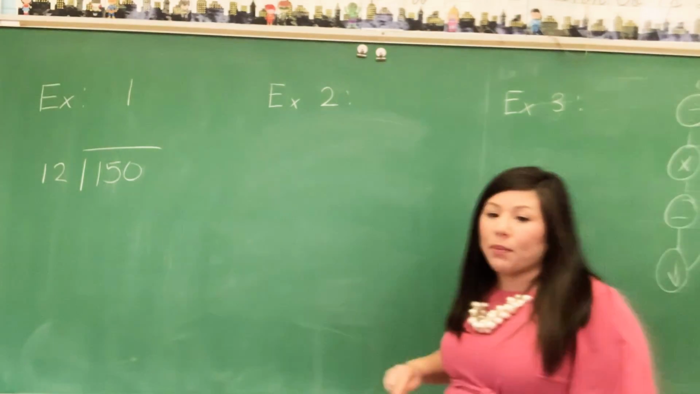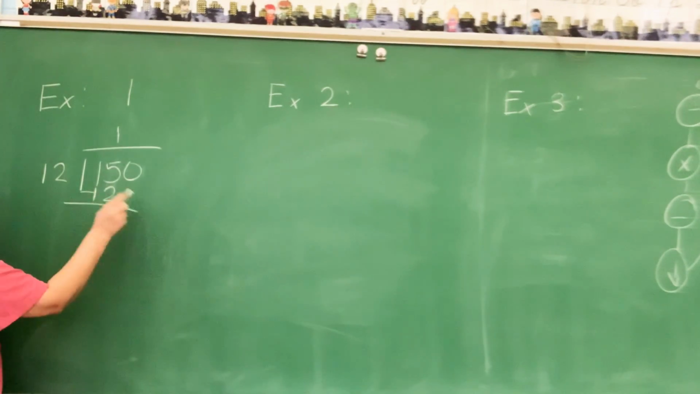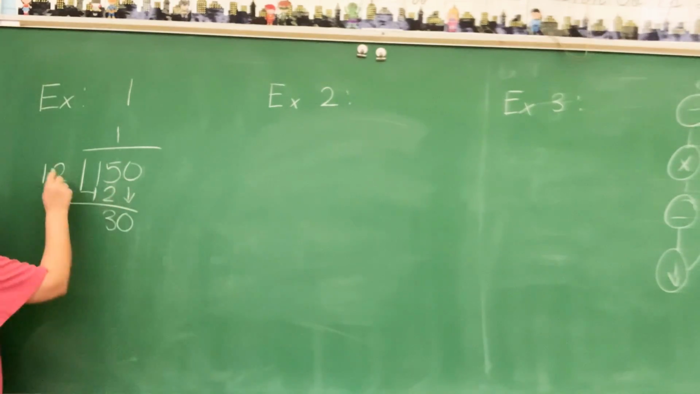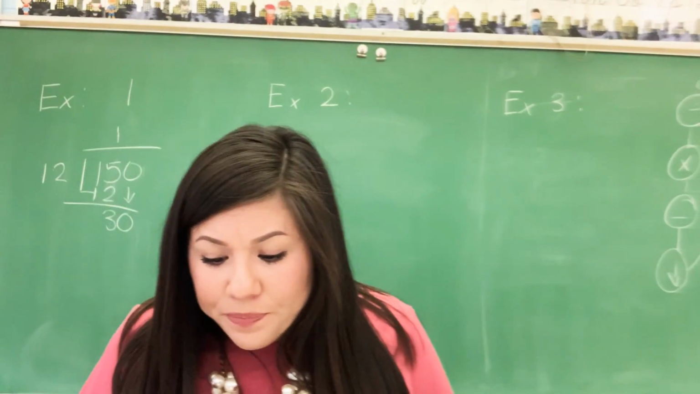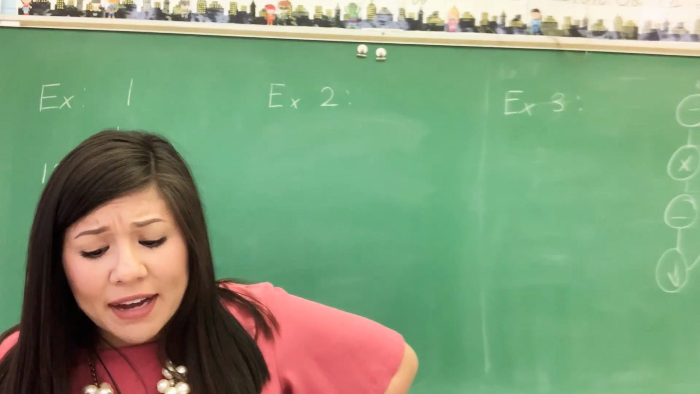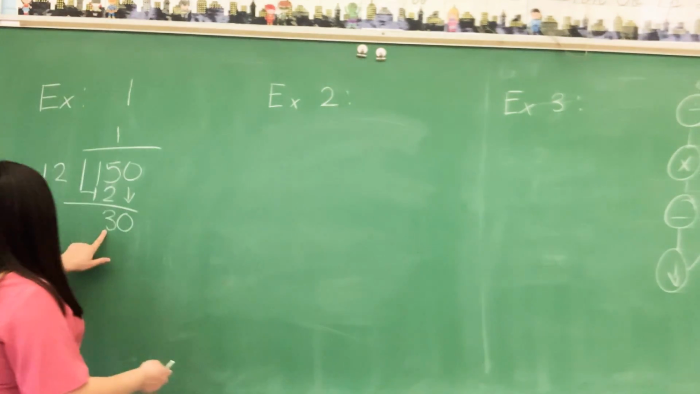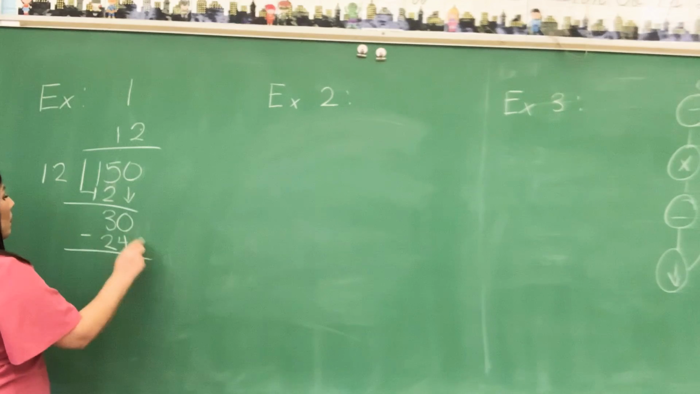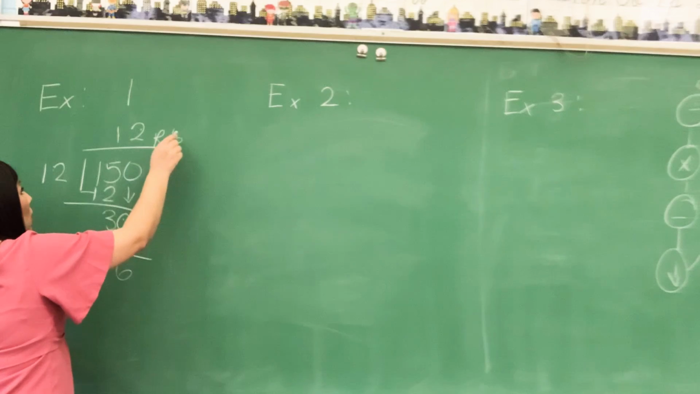Okay, so example 1, 150 divided by 12. 15 divided by 12 is 1. We're going to subtract. 15 minus 12 is 3. Bring down the 0. 30 divided by 12 is what? If you're not sure of the answer, we may need to try more than once to find the number of 12s in 30. So we can think to ourselves, 12 goes into 30, 2 times. 2 times 12 is 24, 30 minus 24 is 6. So my answer would be 12 remainder 6.